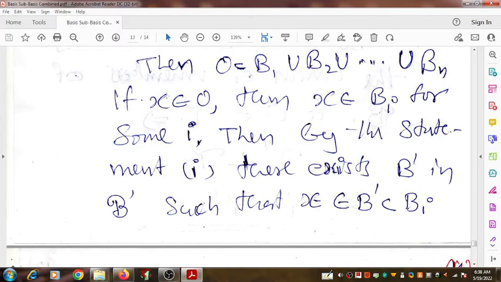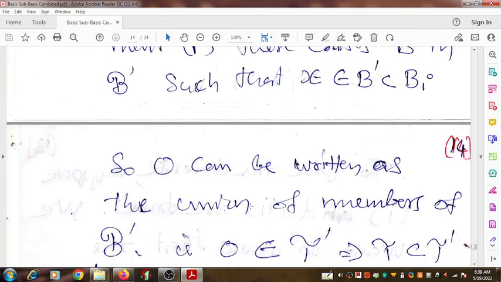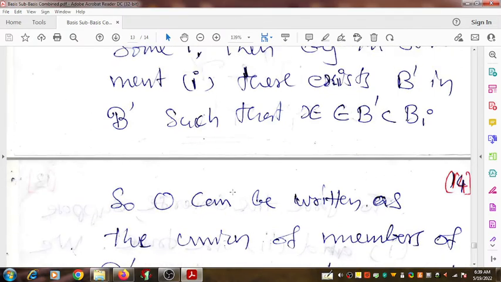Thus, since X is chosen from O, we have obtained that there exists a B prime in the second basis which contains that element X and is contained in some member of the first basis. This is very important: X is an element of B prime, which is a subset of Bi.